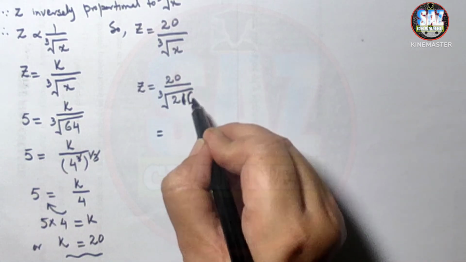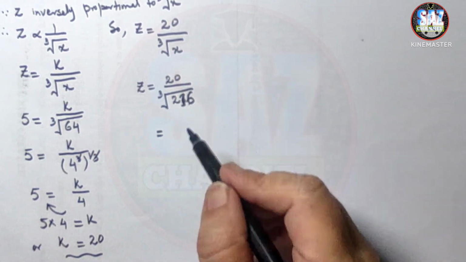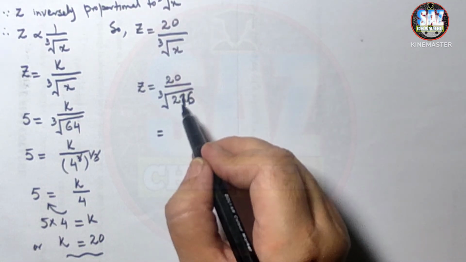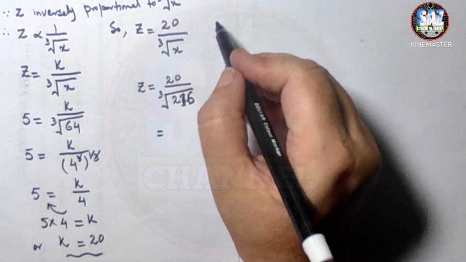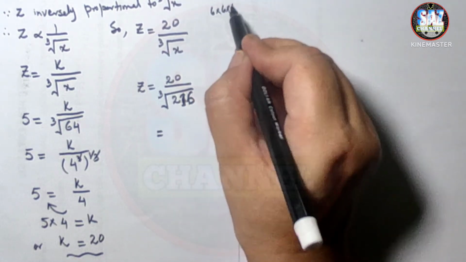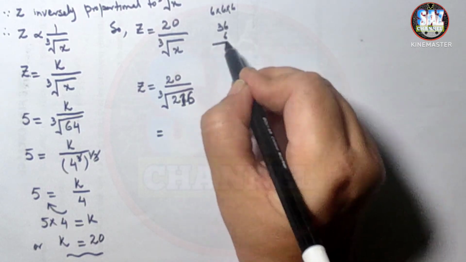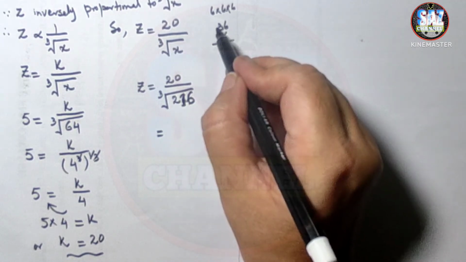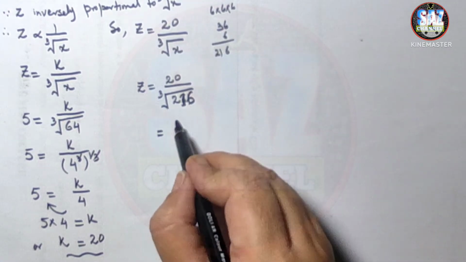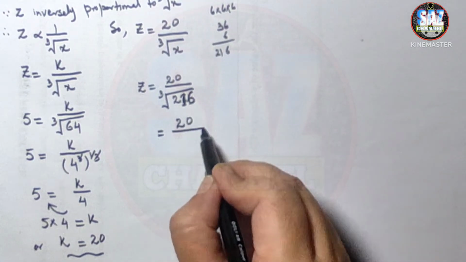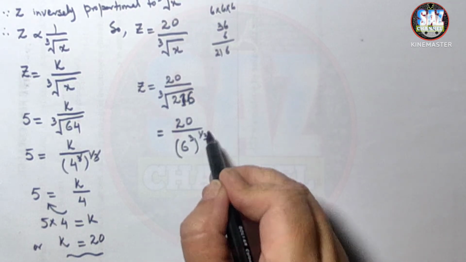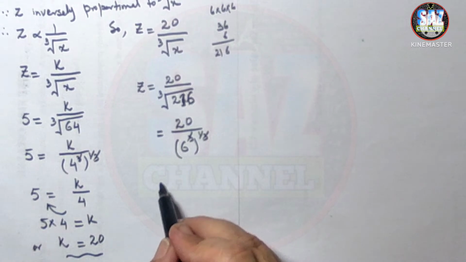216. Now think about the number whose power 3 can give me 216 back. If I'm not wrong, 6 6s are 36 multiplied by 6, 6 3s are 18, 19, 20 and 21, so 216. So it will become 20 upon 6 cubed to the power 1 by 3. Okay, this goes with this.